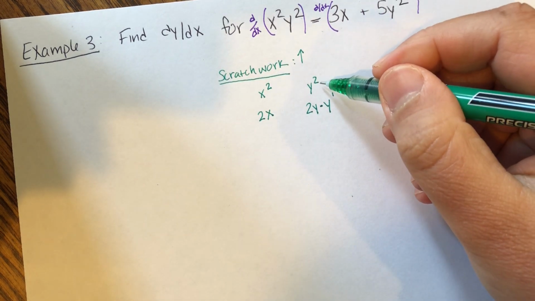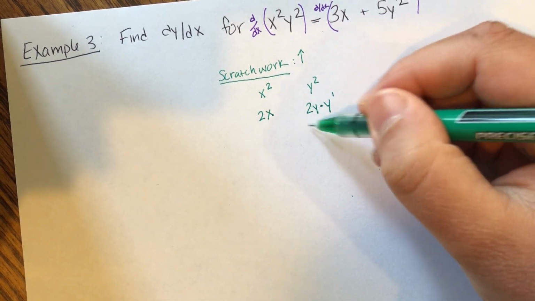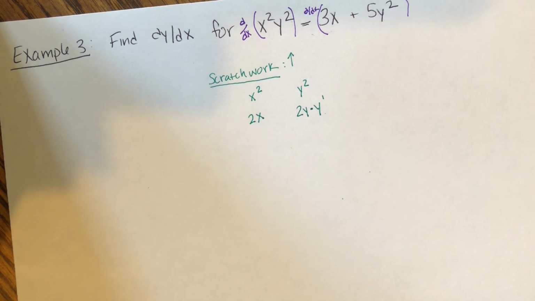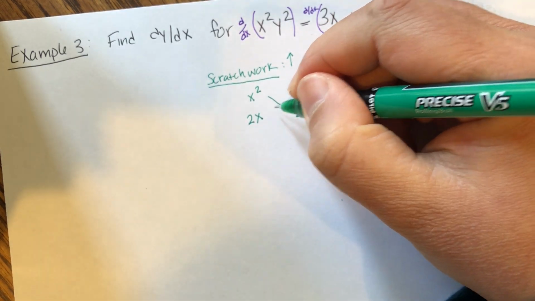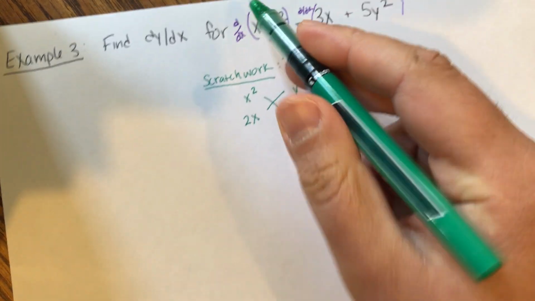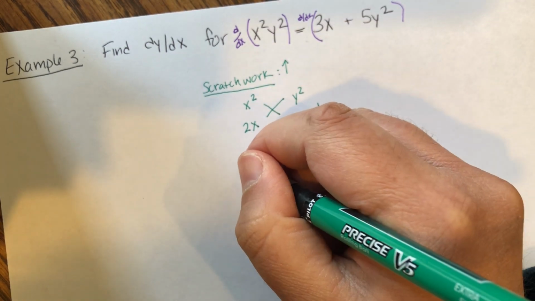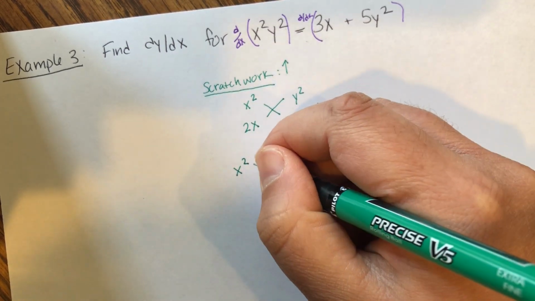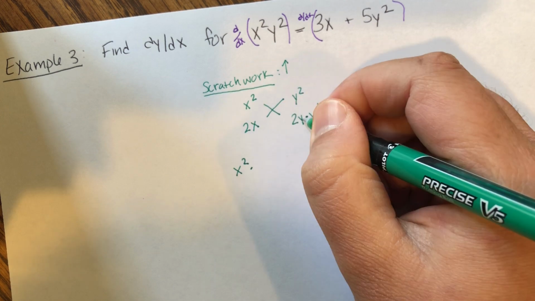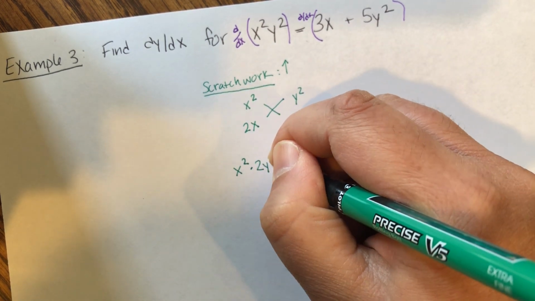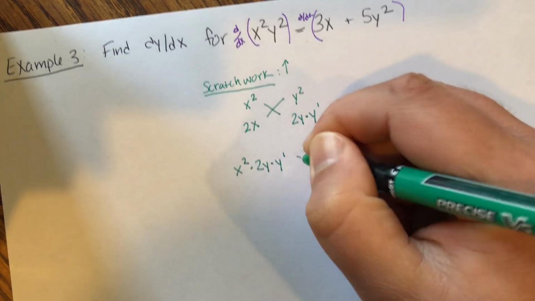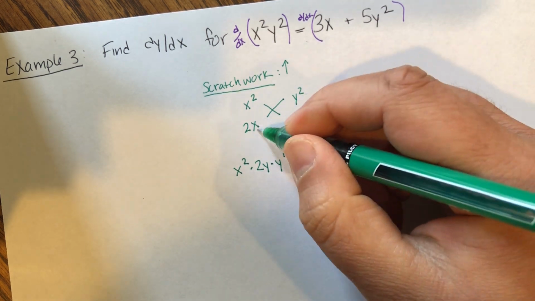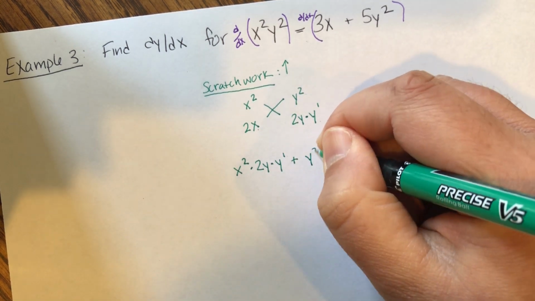Right, if we're taking the derivative with respect to x, then we take the derivative with respect to y and multiply by y prime. Okay, and then the product rule would tell me that the derivative altogether of x squared y squared is going to be x squared times 2y times y prime plus y squared times 2x.